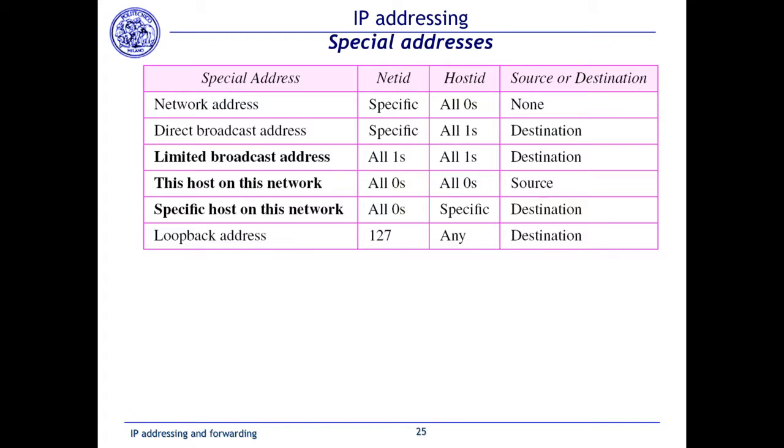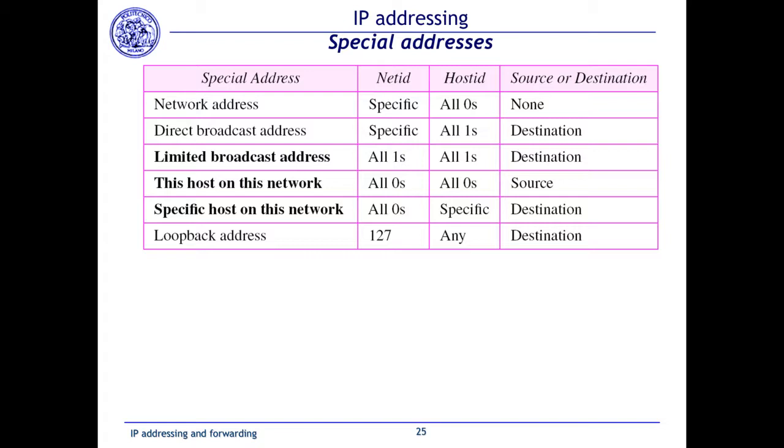Then there is the IP address with all ones. That is called a limited broadcast address, with all ones in the net ID and also in the host ID. In this case, the packet that is sent to the destination using this specific address is a broadcast packet, so it must be received by all the interfaces connected to the same network. It is, however, a local broadcast, so the packets that have this address stay only inside an IP network.